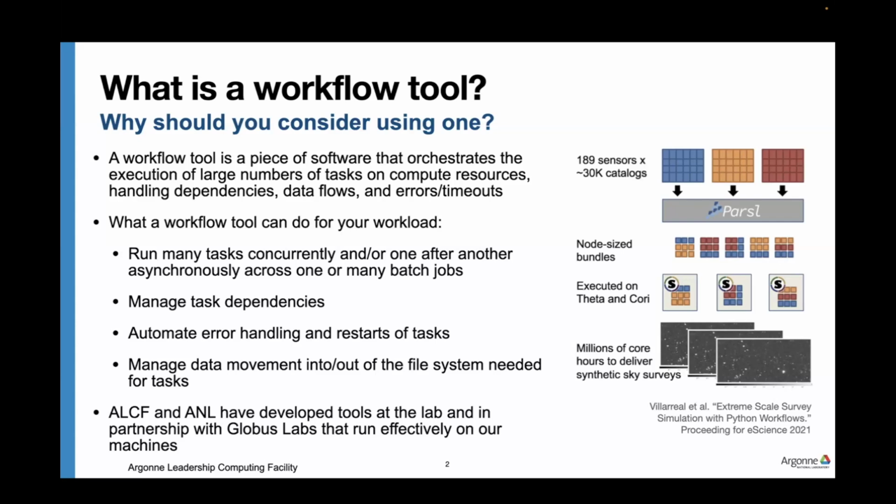It can allow you to manage task dependencies if there are some things that have to happen before other things. It can allow you to automate error handling. Say you have 1 million tasks and 1% of them fail. That's still a lot of tasks. That's more than a human can deal with, right? And it can also allow you to couple the execution of tasks to data movement, connecting back to Greg's talk with Globus transfers, for example.